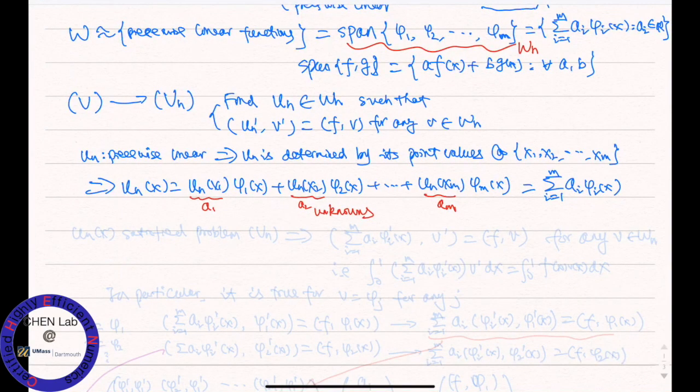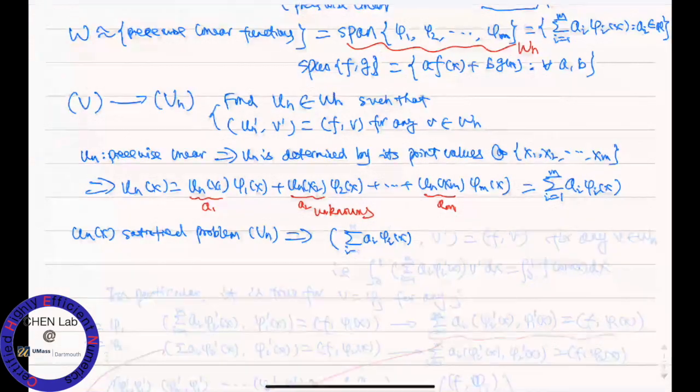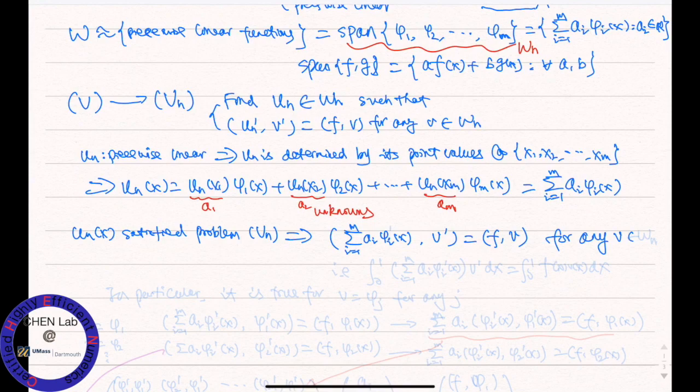Alright, once we have this, let it sink in for a while, and now we need to solve for U_H. So U_H of x satisfies problem V_H, meaning that my U_H, which we know now is the summation of A_i phi_i of x, where i is from 1 to M, integrated with V prime is equal to F, the right-hand side function, F V. This should be true for any V in that space W_H, the piecewise linear functions.